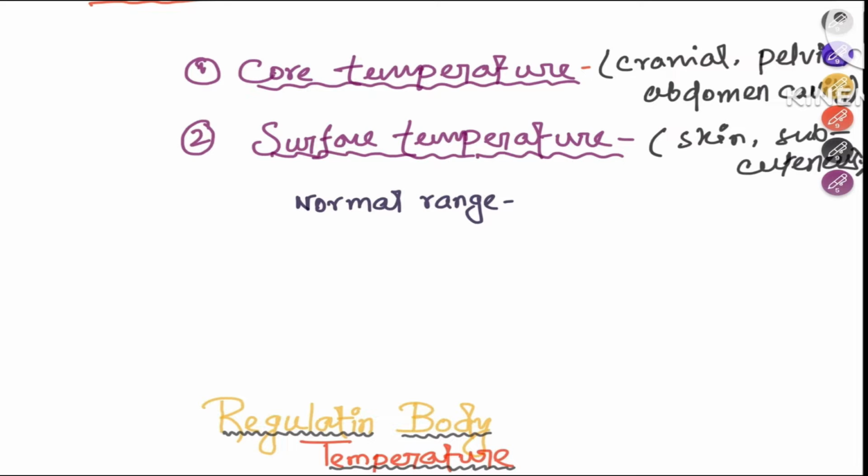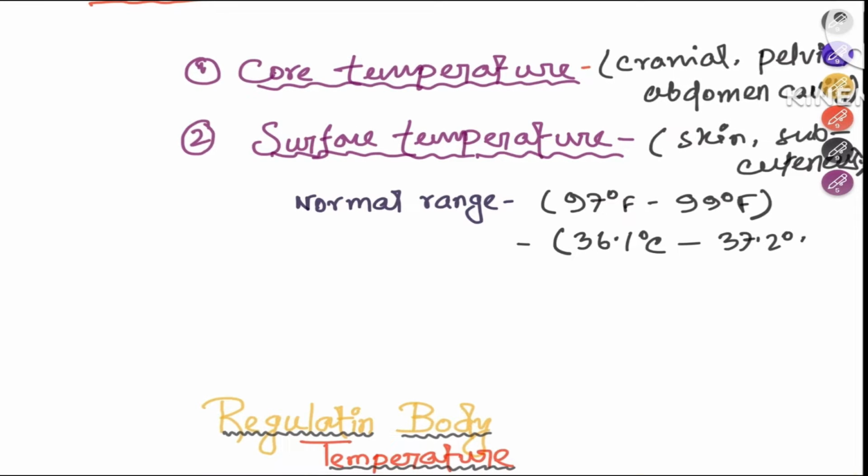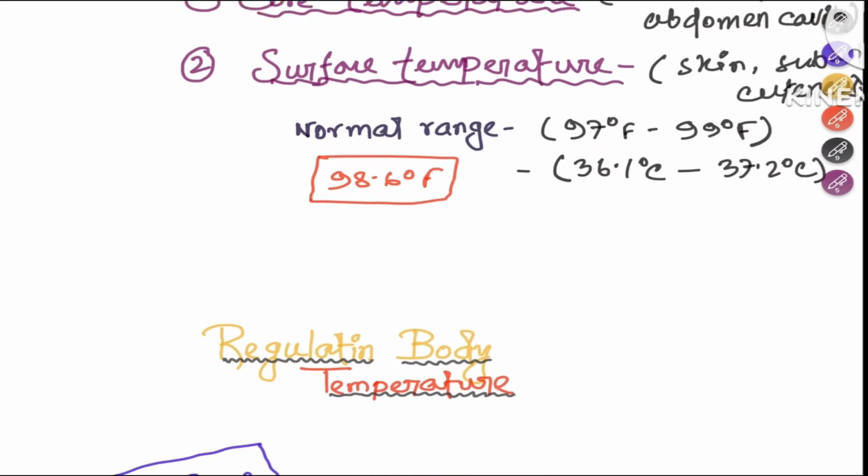So our normal range of temperature is 97 degree Fahrenheit to 99 degree Fahrenheit. If I convert it into centigrade, it will be 36.1 degree centigrade or Celsius to 37.2 degree Celsius or centigrade. Okay. So if they ask what is the normal temperature of the body in one number, that is 98.6 degree Fahrenheit. It's the normal adult body temperature.